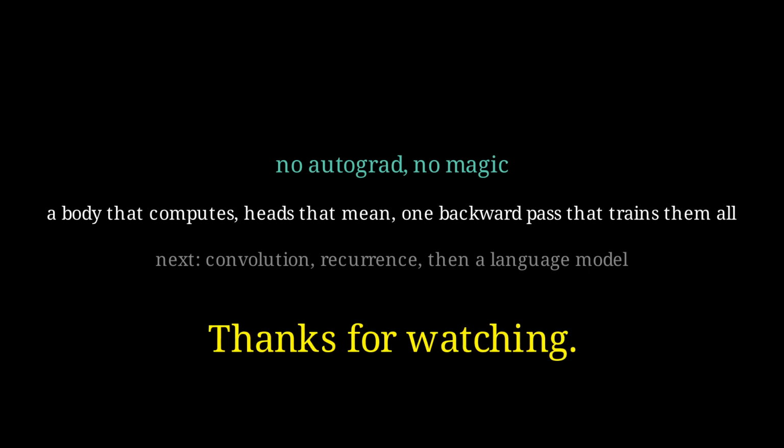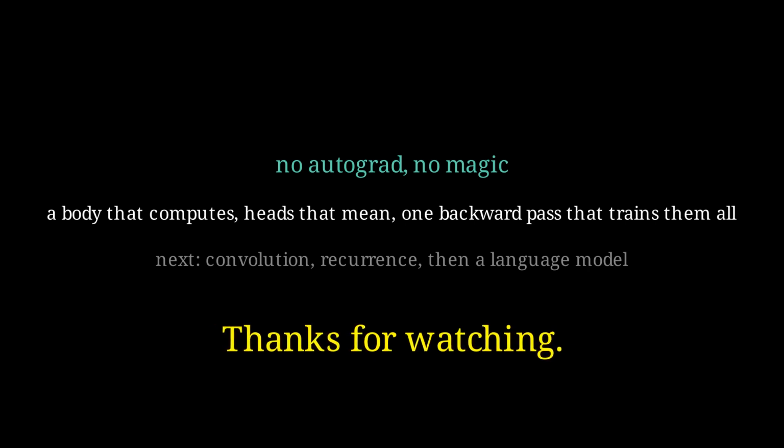From here, the same little body goes further. The next episodes pick up the debts inductive biases still owes, convolution, recurrence through time, and a language model assembled from the parts we already have. We build each one from scratch too, and check every gradient.